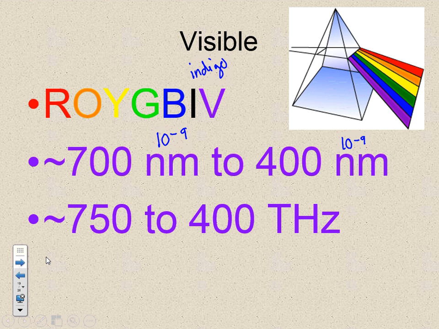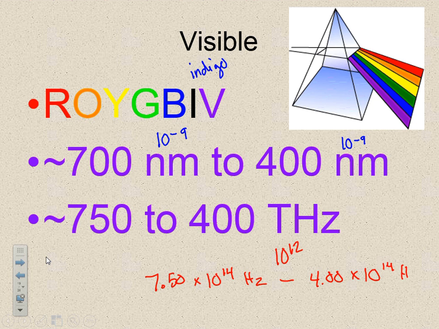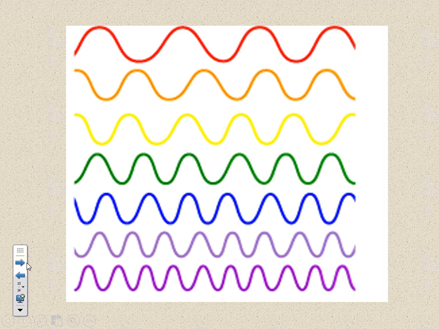The frequency is 750 to 400 terahertz. So 10 to the 12th hertz. A lot of times you'll see it as 7.50 times 10 to the 14th hertz. And they don't use a prefix. And it goes all the way to 4.00 times 10 to the 14th hertz. It's Hz. So red has the longest wavelength, with violet having the shortest wavelength.